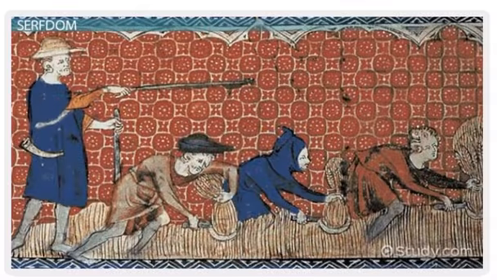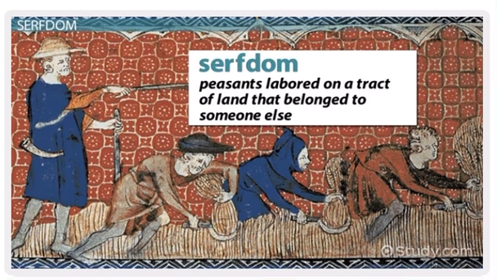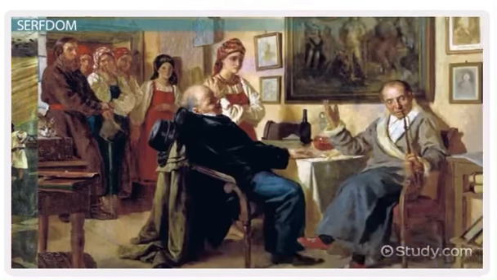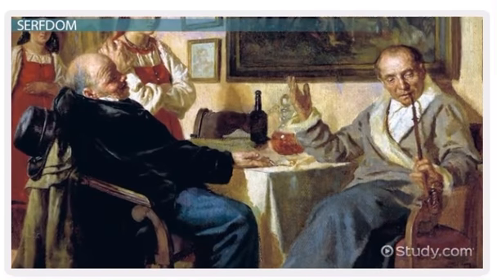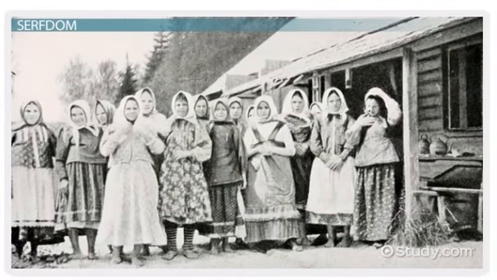Maybe you've heard of medieval serfdom. Under the system of serfdom, peasants labored on a tract of land that belonged to someone else. Serfs didn't own the property, but were allowed to live on a tiny section of the land they worked. Their harvests belonged to the landowner, usually a wealthy noble or lord, but serfs were allowed to keep a small amount of the harvest in order to survive.